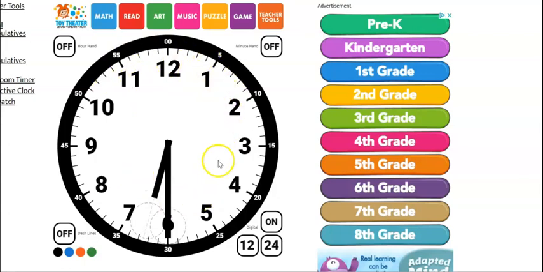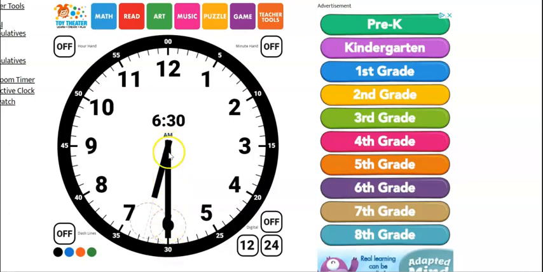This is called an analog clock. Say analog with me. Analog. Good. And this is a digital clock. Say digital. Excellent.